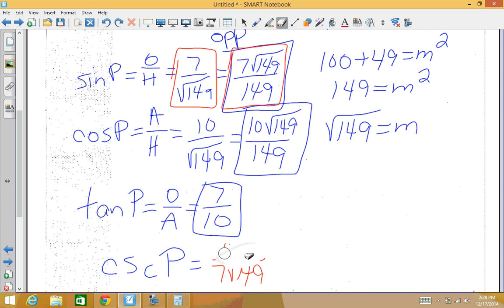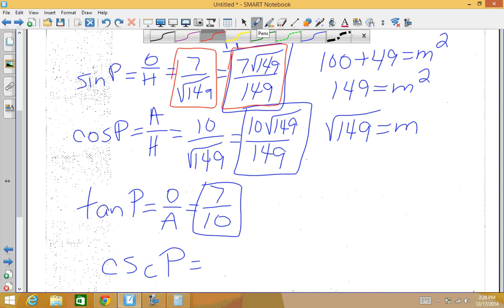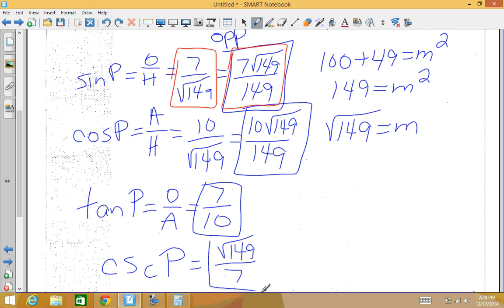Watch this. If we just flip the original, from the sine of P, that would give us the square root of 149 over 7. Also, we could have just referred to the triangle and said, well, cosecant is hypotenuse over opposite, so I could just write the hypotenuse over the opposite. That's fine too. So you can either just take the reciprocal of the sine or go ahead and use the triangle.